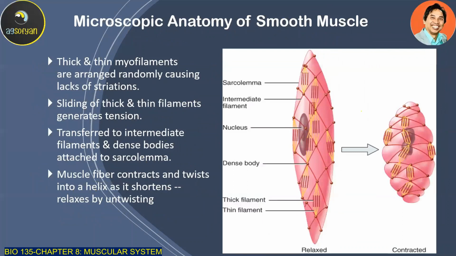And this is how it looks. Why is there no stripe? So maybe you think that there is no sarcomere. There is still sarcomere in the smooth muscle. However, the actin and myosin are not really arranged in a regular arrangement that gives stripes. Okay, so there is no stripe because this actin and myosin arrangement is not in a very good arrangement. Therefore, it's just a smooth muscle. There are no stripes or striations in this smooth muscle.